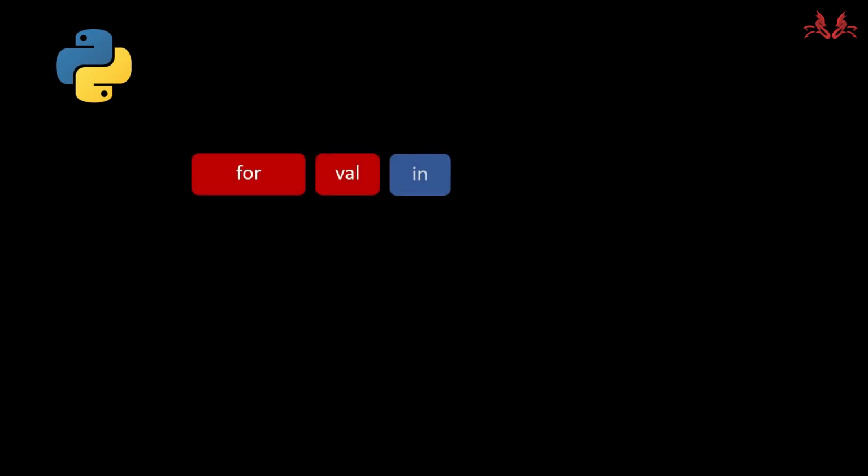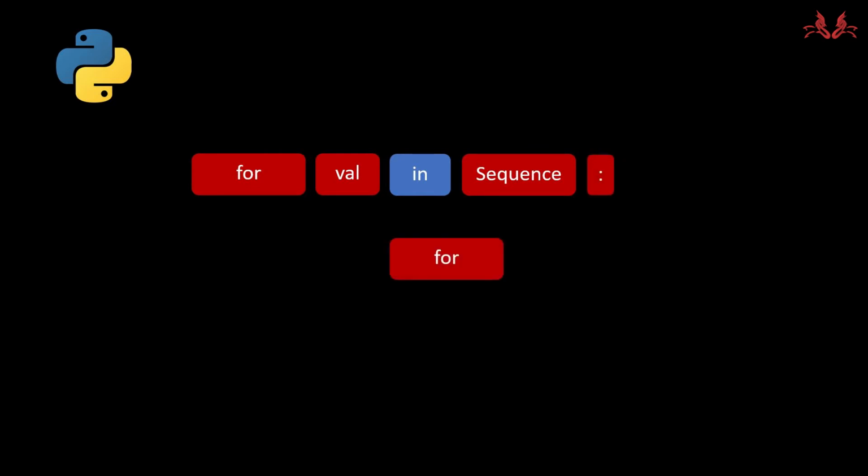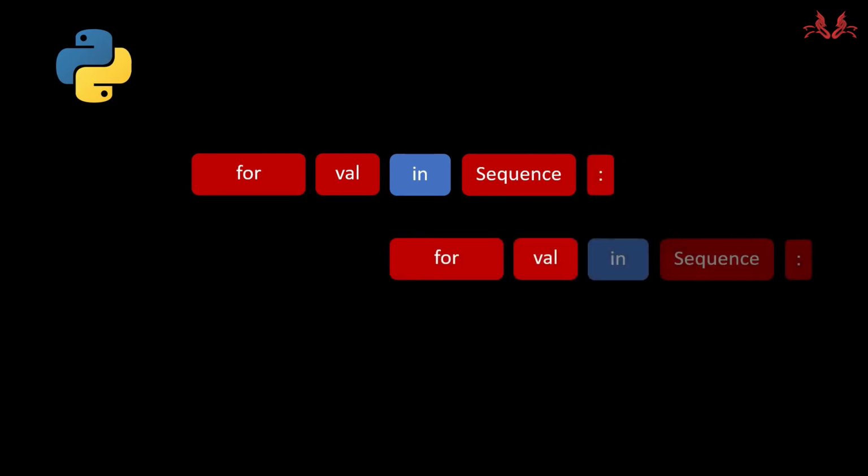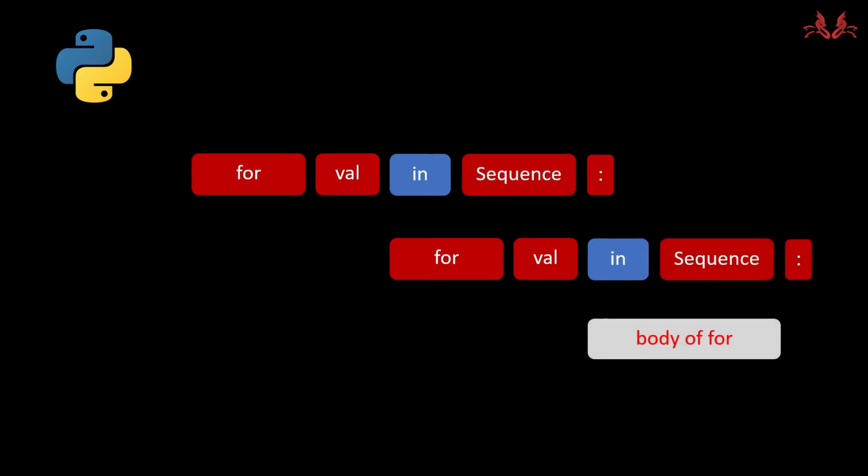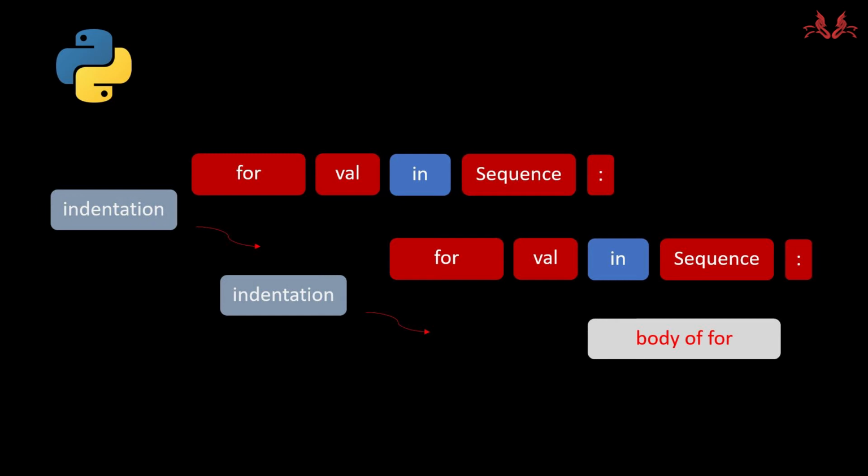In this video I will show you guys nested for loop. At first, let's see the construction of nested for loop. For example, we put the for variable in sequence and colon marks, and another for loop inside, and the body of the for loop. And don't forget to put the indentation with it.